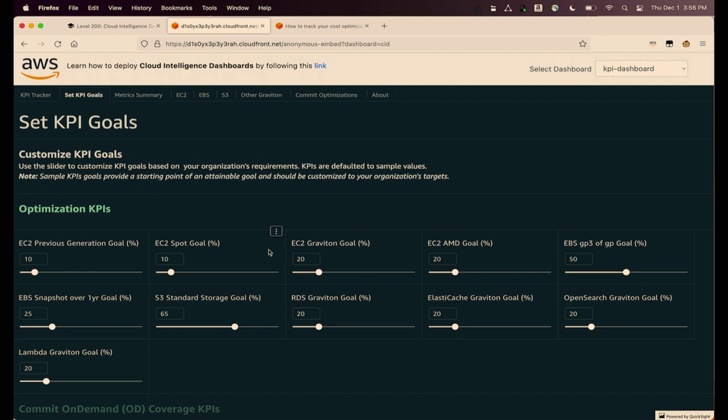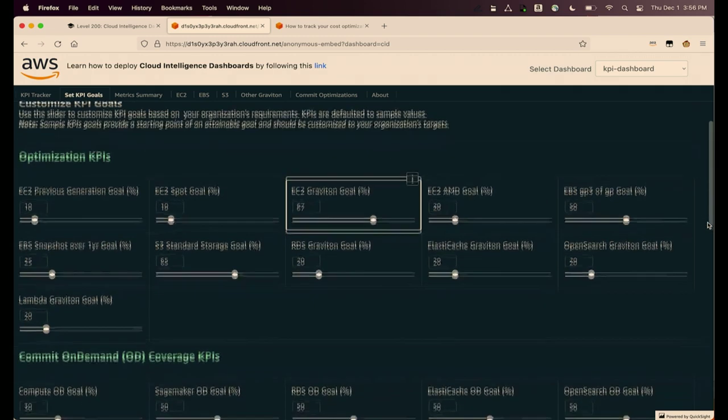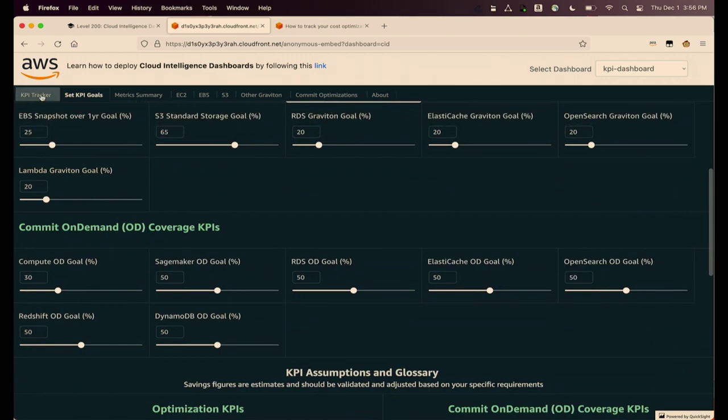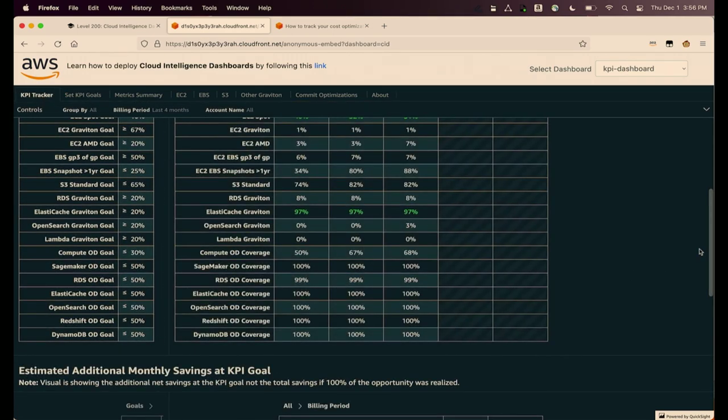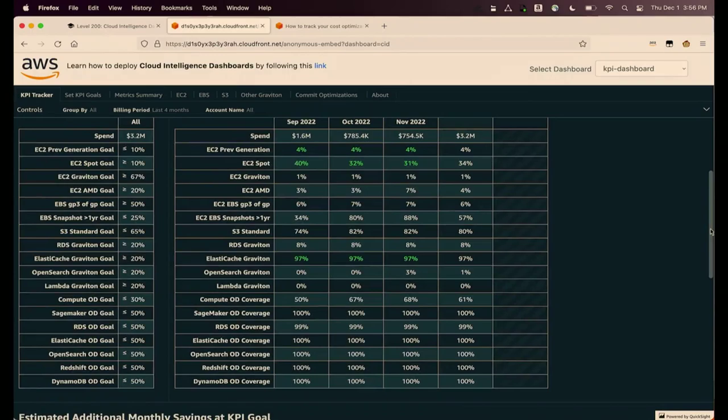This is meant for you to come in and say, okay, well, that's a good starting place, but we want to be really aggressive with Graviton because we just attended an awesome re:Invent session and we learned about Graviton 7, and it's going to save us a whole lot of money, right? So this lets me come in here as an organization and decide what these need to be, and it can be at a team level, it can be at an application level. And when I come back, I can see how I track against these goals.